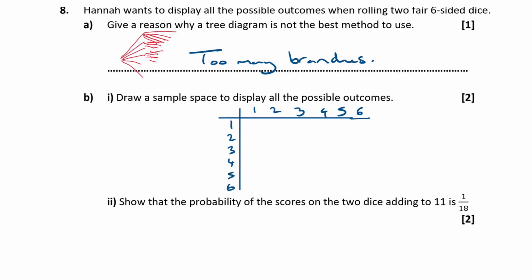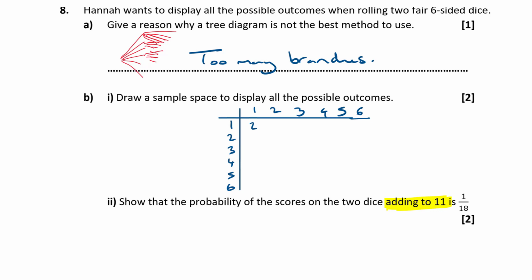Now, what you put in the middle depends on what the question is. If it was the sum of the 2 dice, then you'd put the sum in the middle, so 1 plus 1 is 2. If you were subtracting, 1 subtract 1 would be 0. So it really depends. In this case, I can see in the next question that we're looking at adding them together, so I'm going to put the sums in the middle here.